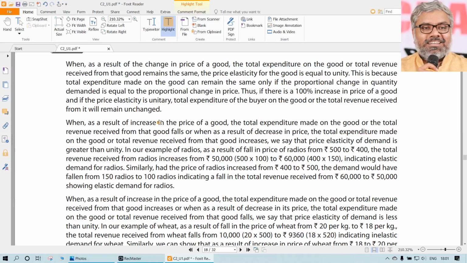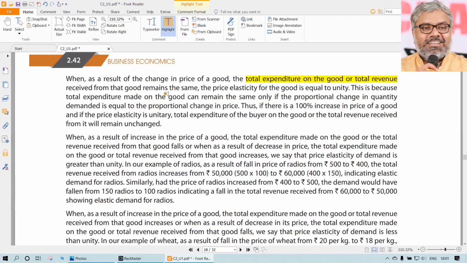In any case, we need to find out the total expenditure or total revenue. See, both are the same. Every time we don't have to get confused here. Total expenditure or total revenue: the amount is the same, but total expenditure is expressed from the buyer's point of view, and total revenue is expressed from the seller's point of view, right?